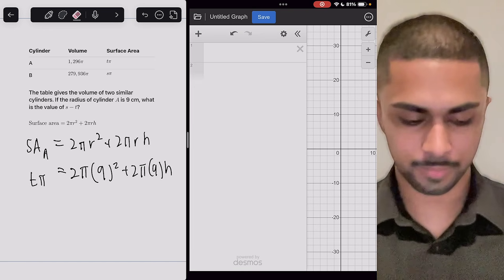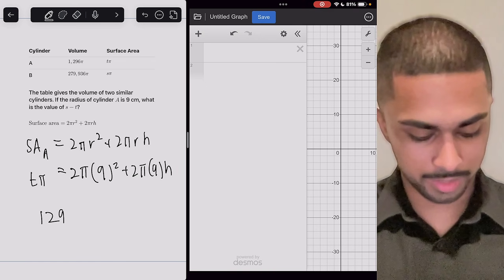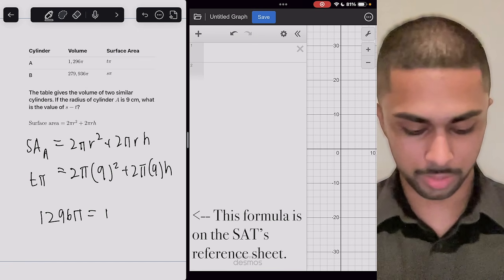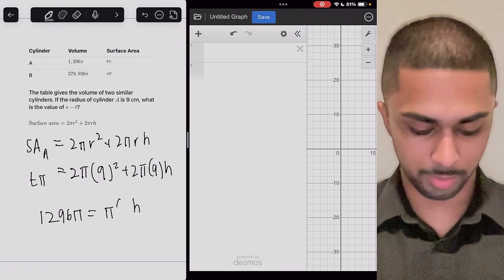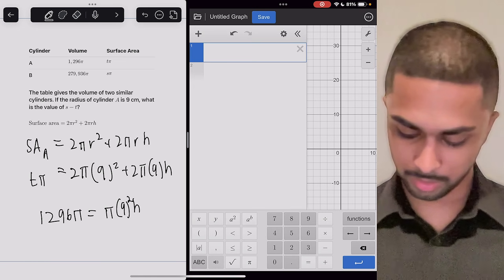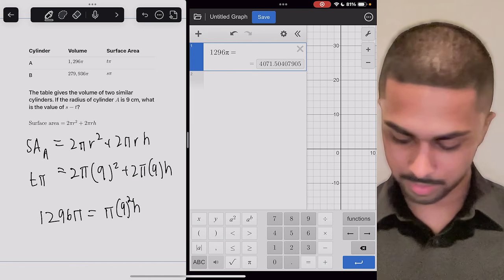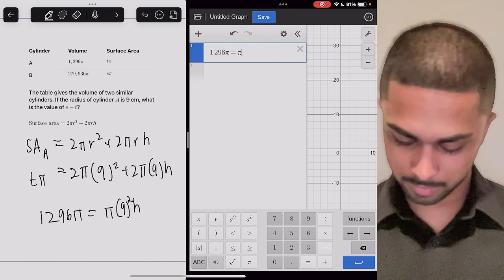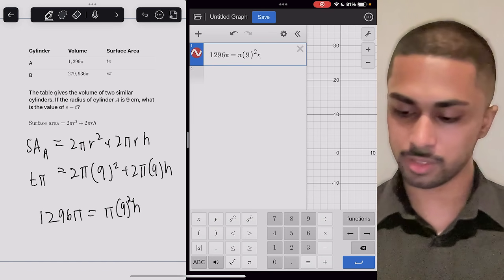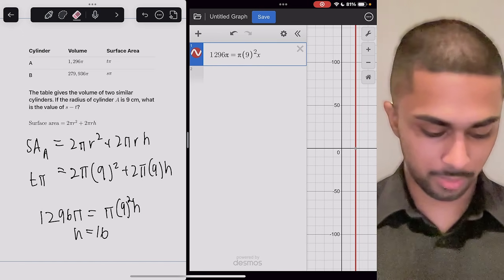How do we find the height? We can take this volume right here, 1296 pi, and set it equal to the volume formula for any cylinder, which is pi r squared h. And since we know the radius is 9, it's really just 9 squared h. So 1296 pi, and then instead of h, I'm going to write x, so Desmos actually graphs it. H is equal to 16. Perfect. So we just found the height.